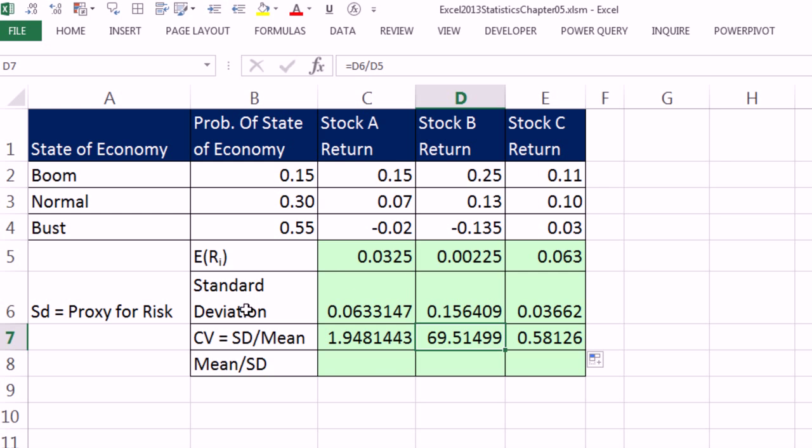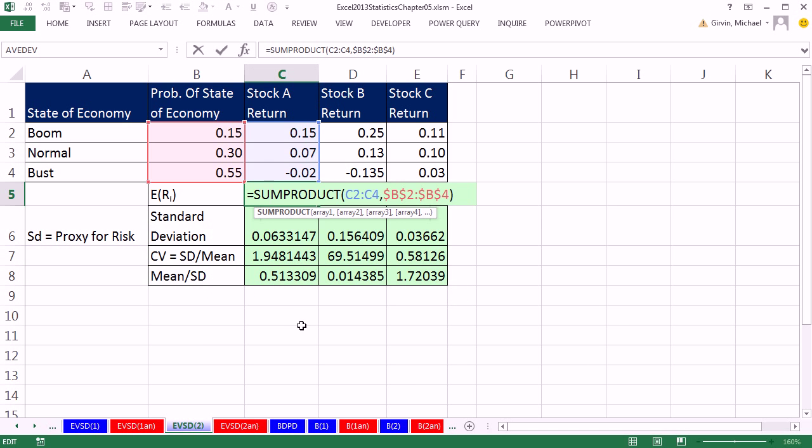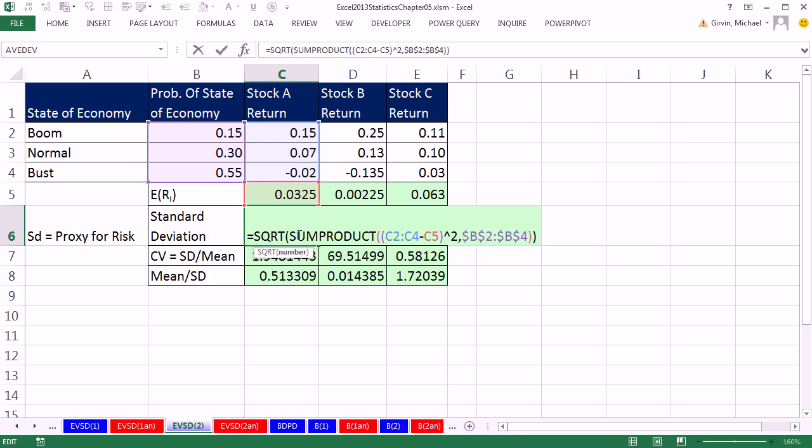Now in finance, you often see the inverse of standard deviation divided by mean, that is, mean divided by standard deviation. That says for every one unit of risk, because standard deviation is our proxy for risk, what is our return? So I'm going to do the inverse and take the mean expected return in the numerator divided by our standard deviation, Control Enter, and copy it over. So the biggest one will tell us the most expected return for every one unit of standard deviation, and that is stock C.